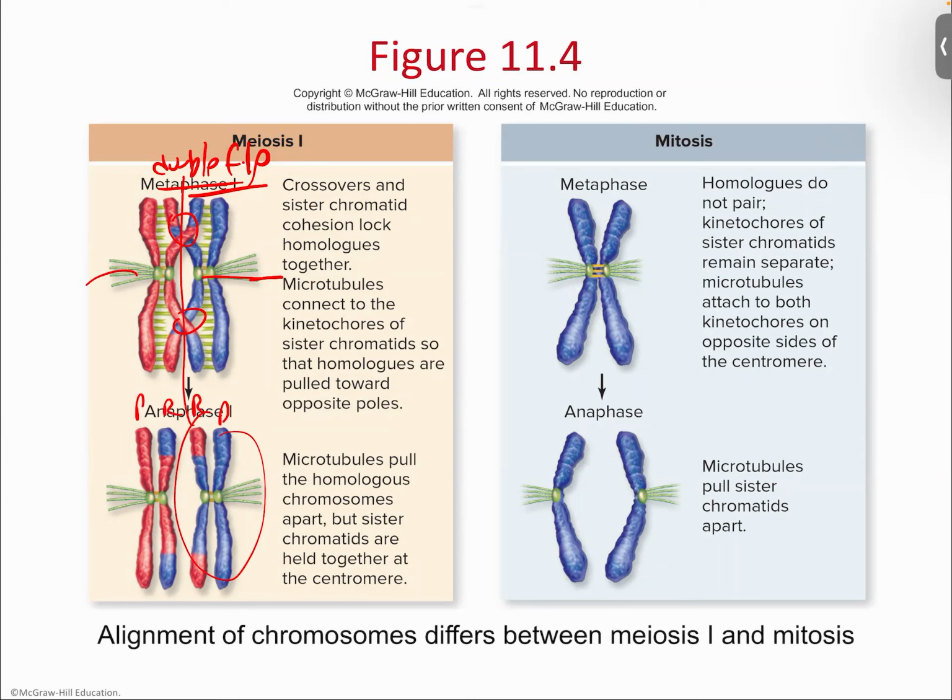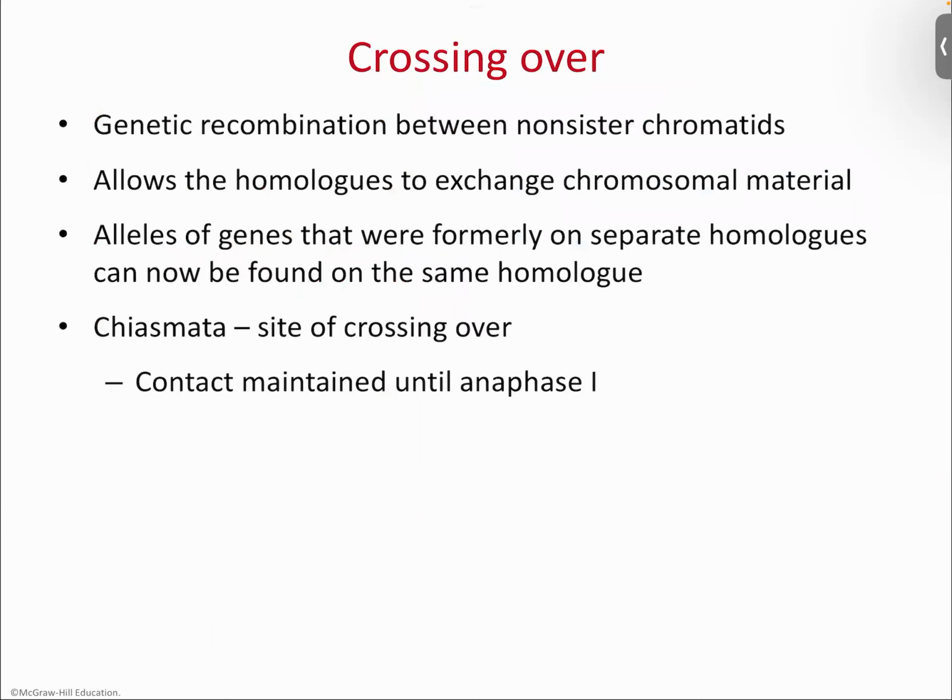Now you choose to separate those guys out. Mitosis, nothing, right? You basically take your carbon copy sisters and you pull them in two opposite directions. So much simpler process. So crossing over, then, basically recombination, is essentially a very, very powerful engine for genetic variation.